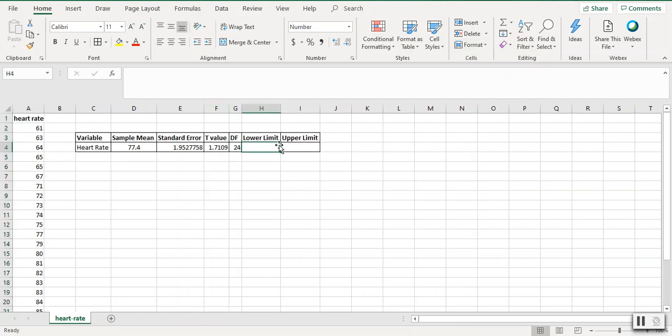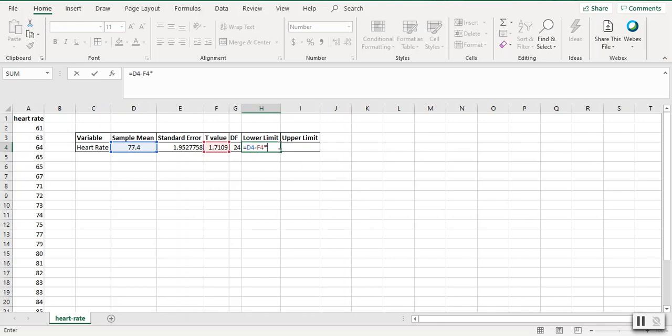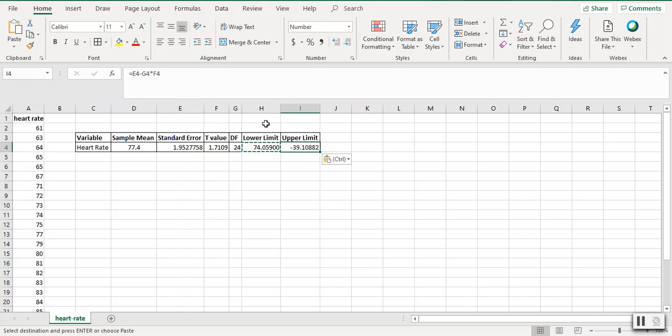Okay, so I want to calculate the lower limit in the following manner. You can take D4 minus F4, and we're going to multiply that by the standard error, so that's going to be E4, and then we're just going to hit enter. So what do you know? It gave us 74.06, and I want to find the same thing, but we'll use the same formula and change it to a plus symbol.